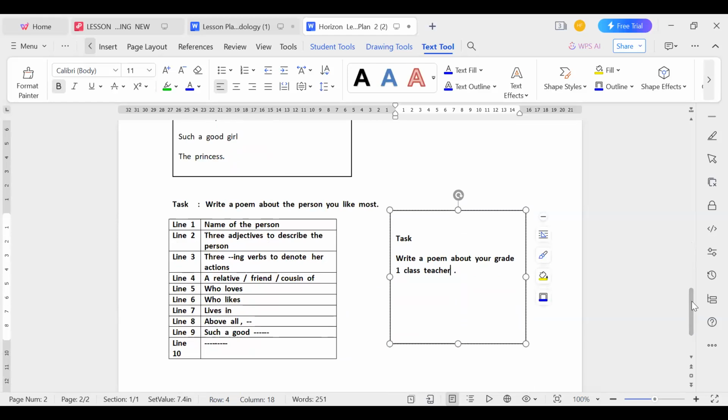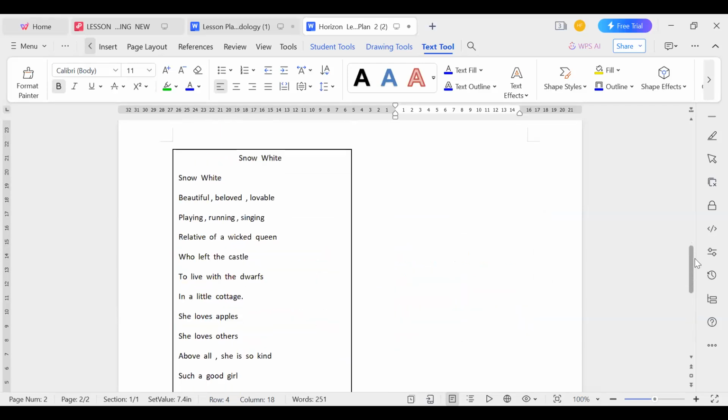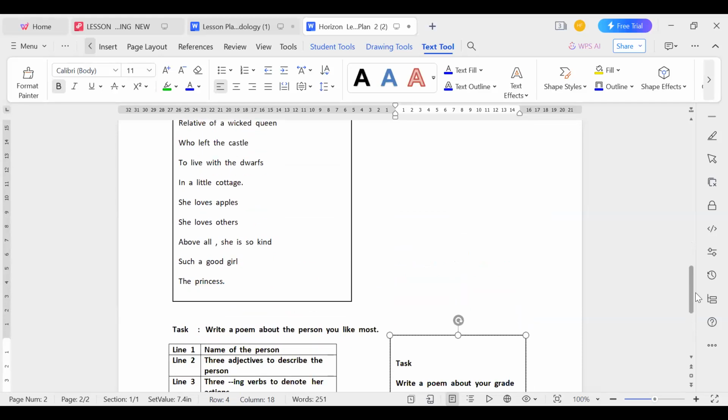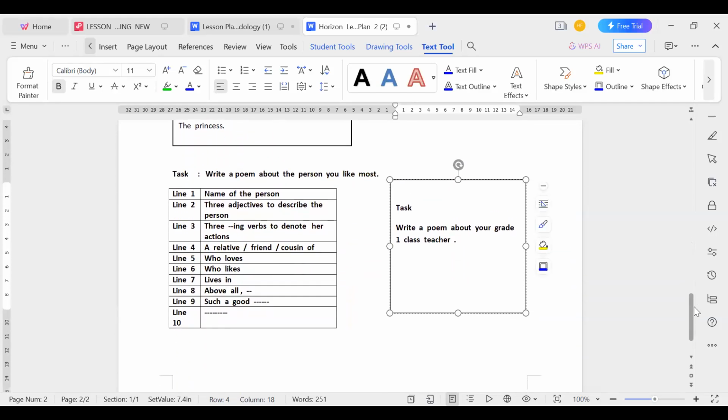And all these things can happen. Then they will write three -ing verbs, like talking, speaking, teaching. And a relative, friend, cousin of. They said, relative of a wicked queen. Then teacher of somebody, of good students, teacher of good students.